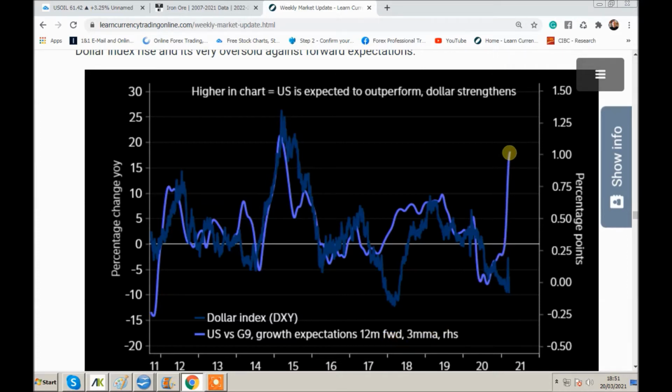Now, if an economy is doing well, then so should the currency. But look at the dollar index down here. The gap between growth expectations and the dollar is the widest on this chart. So that should underpin the US dollar as well. Right, there's a little bit of background to the USD. Now let's go and take a look at some pairs.